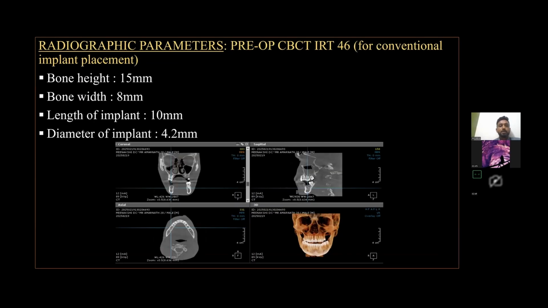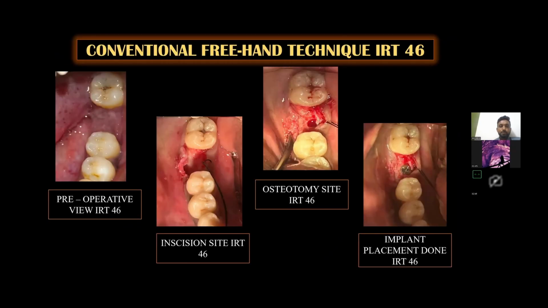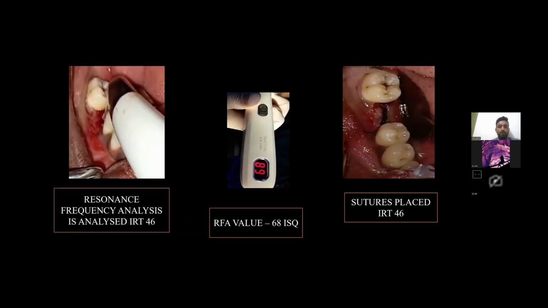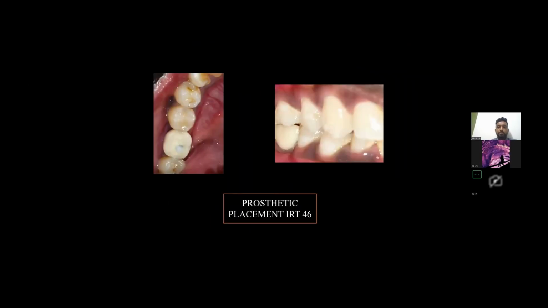The CBCT data showed the available bone height was around 15 millimeters and bone width was 8 millimeters. The length of the implant we decided to place was 10 mm and the diameter was 4.2 millimeters. This is the conventional technique, where we did a mid-crestal flap and opened the flap, and then the osteotomy was prepared and the implant was placed in 4.6. Then we did a resonance frequency analysis. The RFA value came up to 68 ISQ, and then sutures were placed, and the implant prosthesis was given after 4 months.